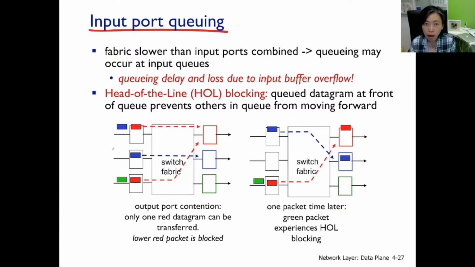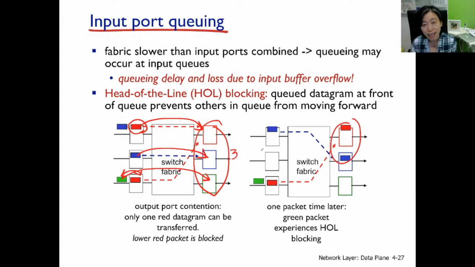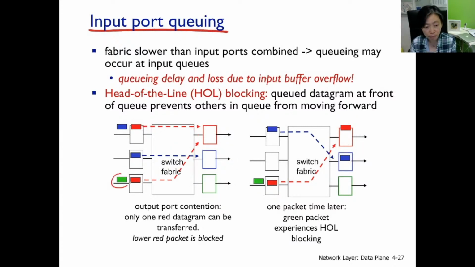But if you consider this case where the green packet's at the front and the red packet's in the back, then we could have what? One packet time later, the red packet, blue packet, as well as the green packet, all 3 of them move to the output port. So instead of receiving only 2, we could have 3 packets through. Isn't that better? Yes. So the green packet in this scenario gets blocked unnecessarily when it can really be moving forward. Okay, so that is called head of line blocking.